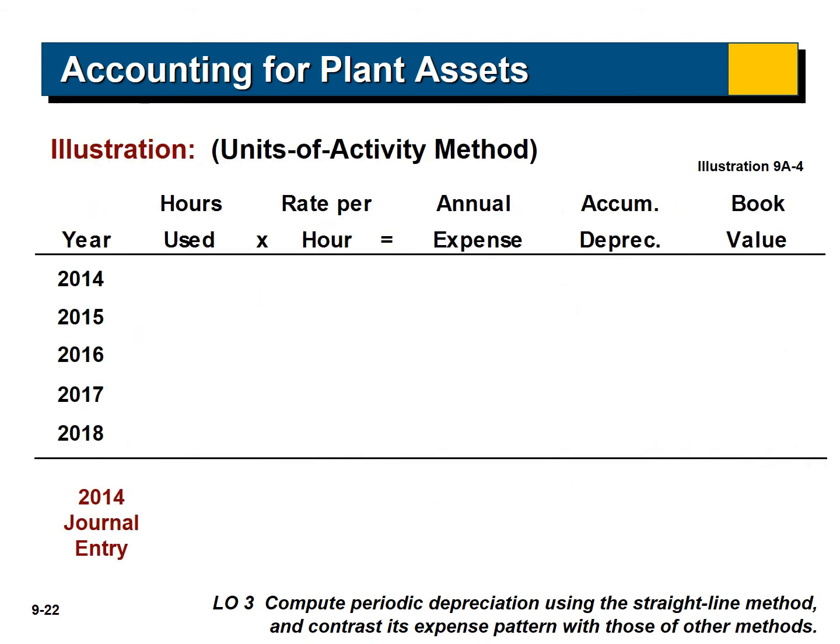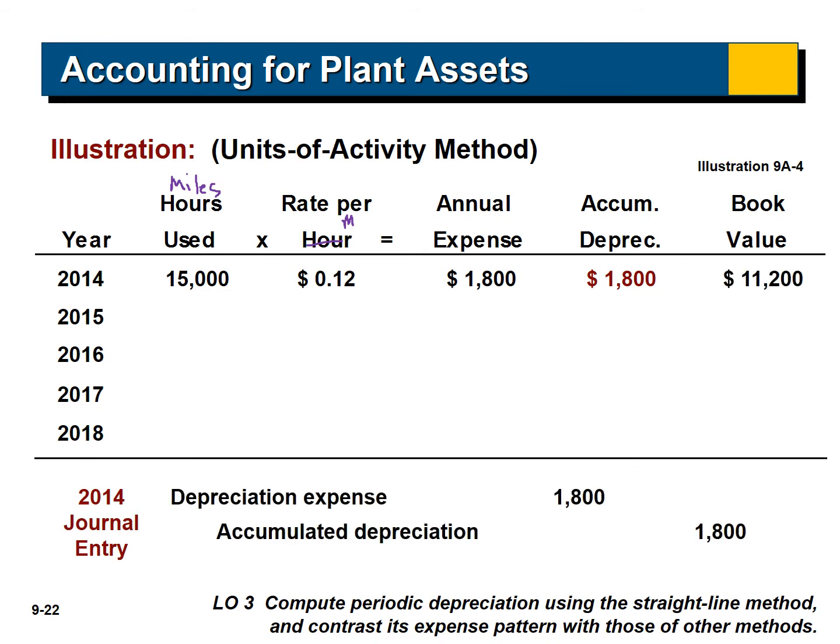Okay, so let's take a look at how this works out for the entire life of the asset. We're going to take, well, it says hours used, but this is actually miles, right, from the previous example. This is the miles. So we take the miles used times the rate per mile. And that'll be our annual expense, which we add from year to year to get our accumulated depreciation. And then we take our cost of 13,000 minus accumulated depreciation to get our book value.